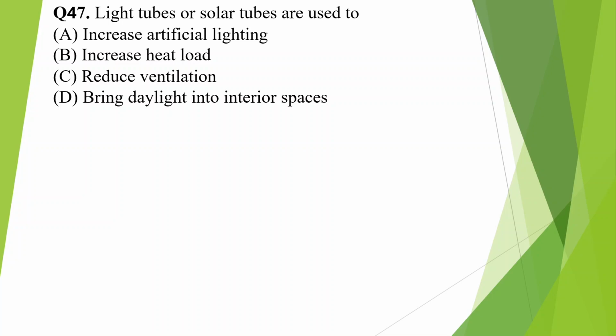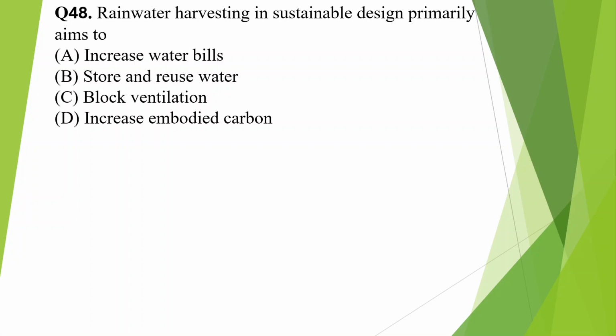That these light tubes or the solar tubes, these all are the things that help us in bringing the daylight into the interior spaces, or the diffused light you can say, into the interior spaces. Let us discuss a lot of times so that you can revise and don't commit any sort of mistake in the exam. Here is question number 48. So this is a very basic question. I don't think this will take much time for you to correct.